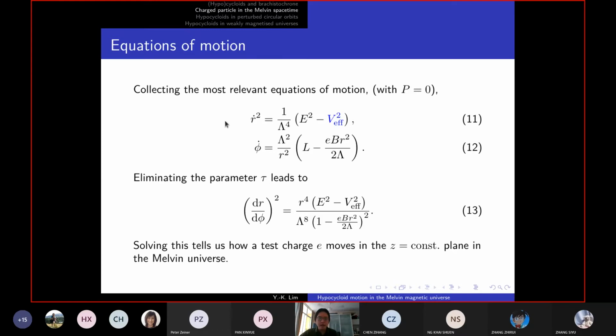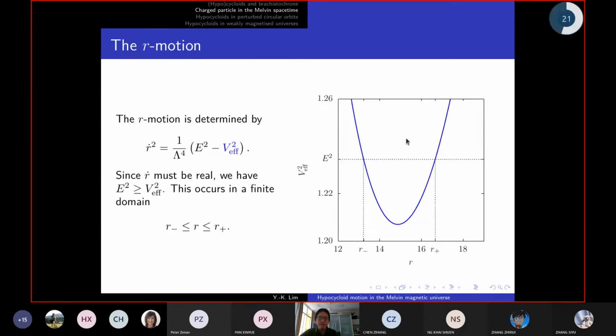So let us look at the R motion first. The R motion, as I said, is kind of like the potential energy equation. Total energy minus potential is something like kinetic energy, up to some prefactors. This will tell us the range of movement of the particle, because this is R dot squared. So R dot must be a real number. It's just some velocity value. Therefore, the valid motion of R should be in the region where the potential is less than E.